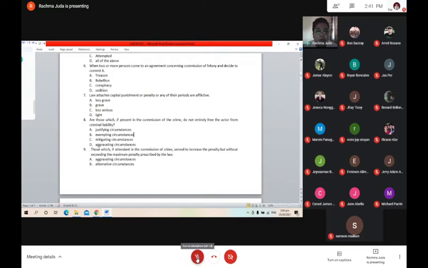It's either mitigating or aggravating. An aggravating circumstance is one that would increase the penalty, right? So the answer there is mitigating circumstance. Why? Because of the words do not entirely. The word entirely means the actor is not completely exempted from liability, but the effect is decreasing the criminal liability. Meaning to say, a portion of the criminal liability is lost, but not entirely. So that is mitigating circumstance. So the answer there is Charlie.